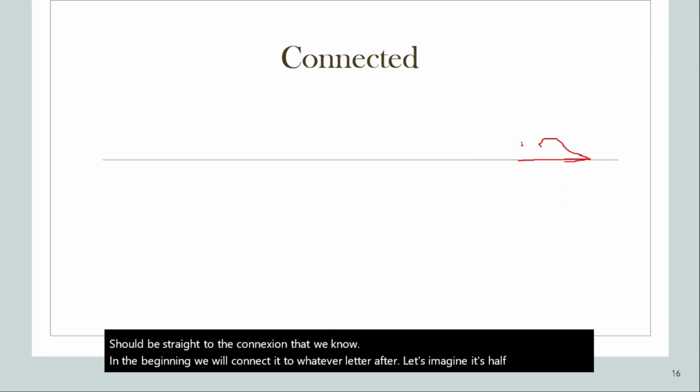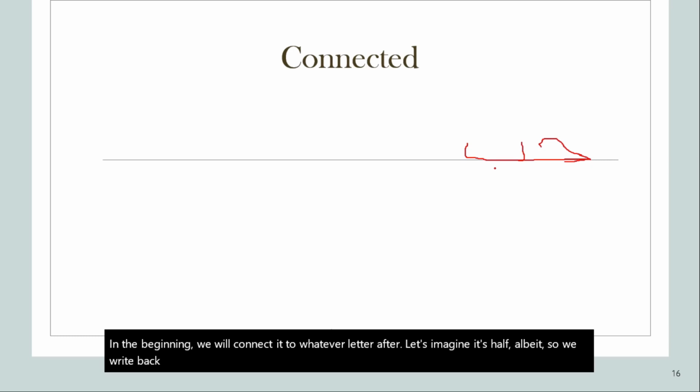Okay, how to write it? Again, here we can have like our curve, like this, and then we connect it to, should be straight to the connection that we know. In the beginning, we will connect it to whatever letter after. Let's imagine it's حرف الباء, so we write ba like this, with one dot below.